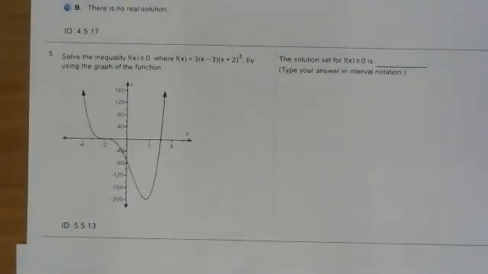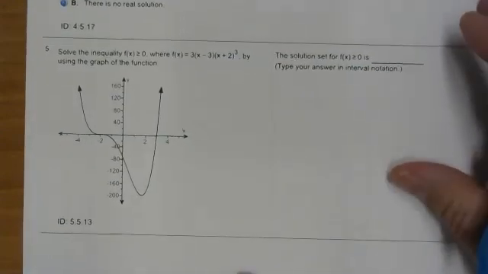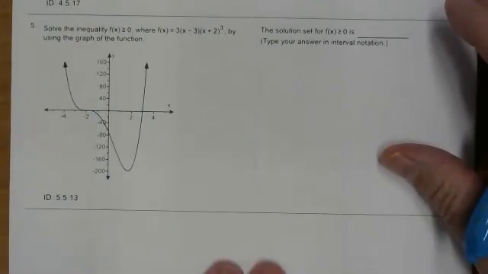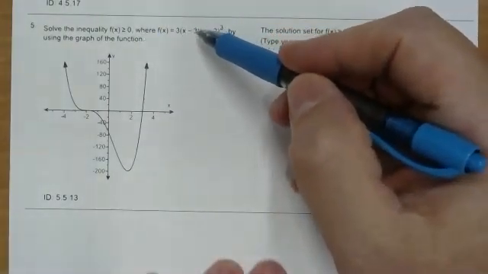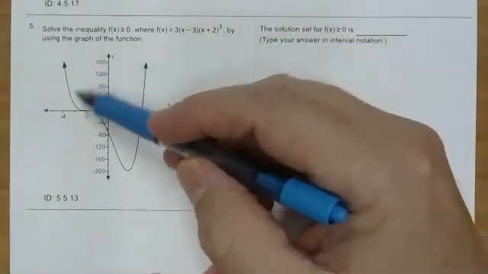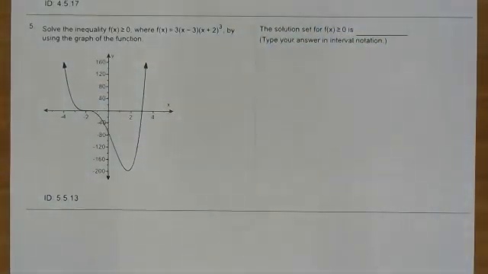All right, number 5. Last one on this page. Solve the inequality f of x greater than or equal to 0. So they give you the equation, but the point is they actually graph it for you. So if they give you the graph, this is a pretty easy problem. Because all we're doing is seeing where the function is greater than or equal to 0.